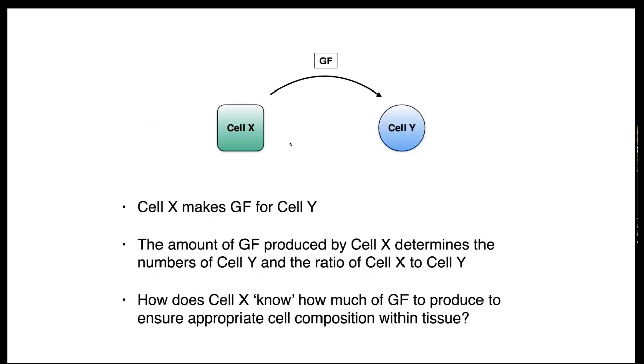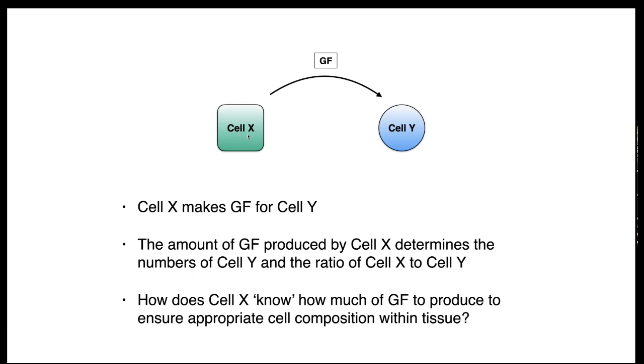Production of these growth factors typically comes from another cell type. If this is a growth factor for cell Y, it's typically produced by cell X, which is a different cell type. So cell X makes growth factor for cell Y, and the amount of that growth factor determines the number of cell Ys and where they are, because these growth factors typically have a small diffusion radius, and they are often deposited on ECM.